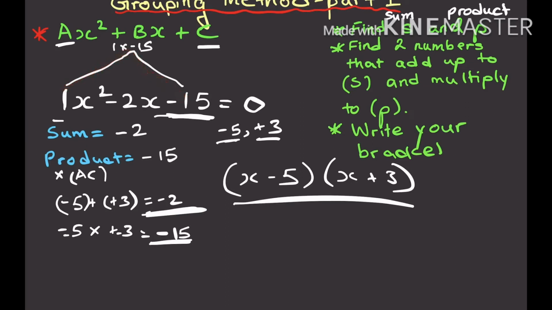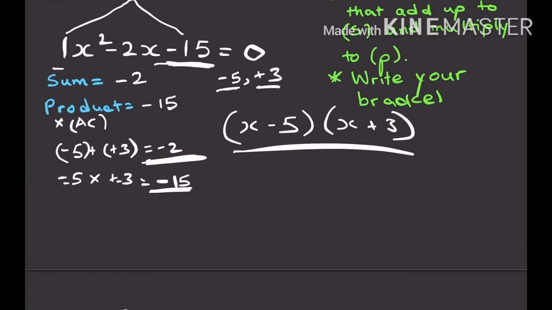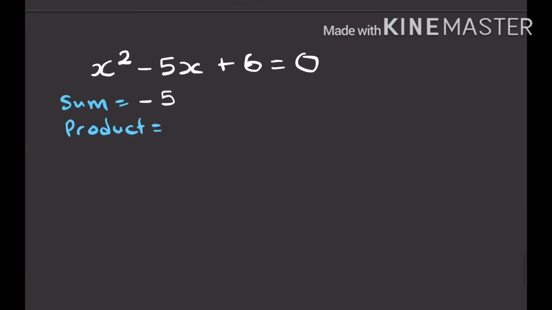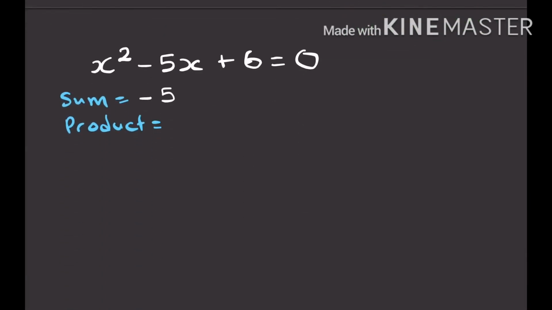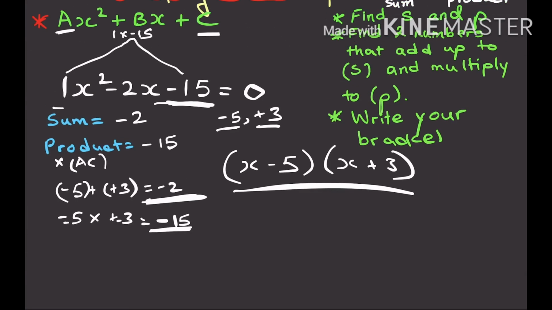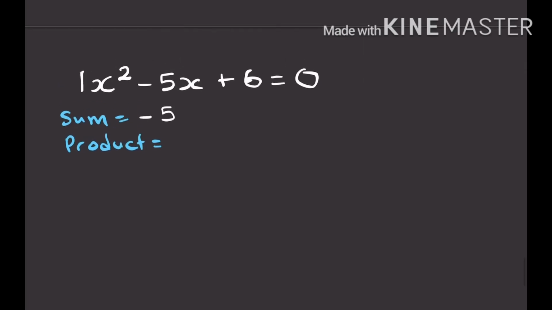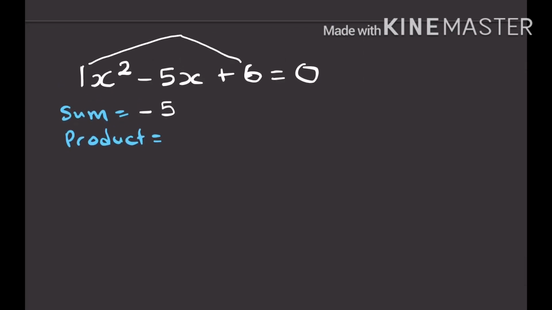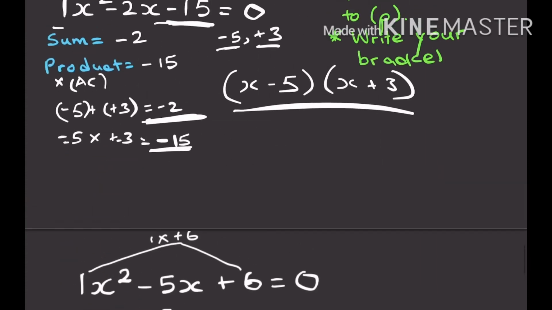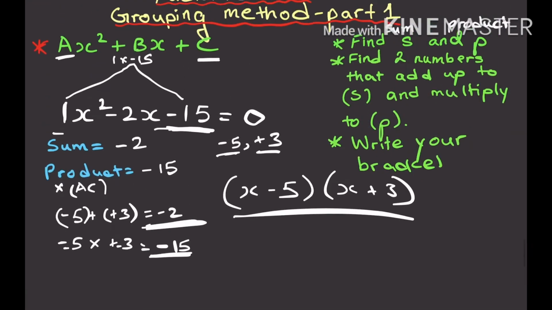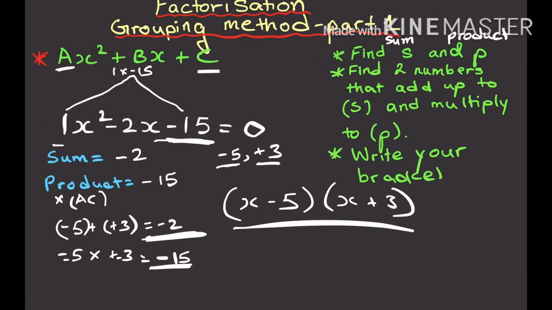Product number, always the a times the c, or the first number times the last number. Just like we did here, we multiplied the one with the -15. Let's look at this. Our a, again, is 1, because x squared is the same as 1x squared. And our c is a +6. So this time it's not a minus. It was a -15 in the previous one. This time it is +6. So let's multiply the 1 and +6. 1 times +6 is the same as 1 times 6, and that will give you 6. So our sum is -5 and our product is 6. We are now done with the first step.